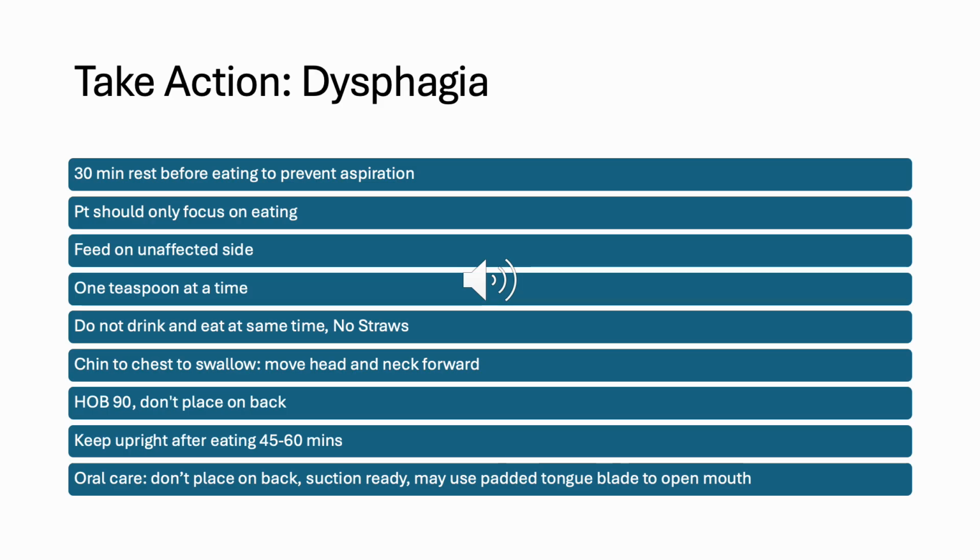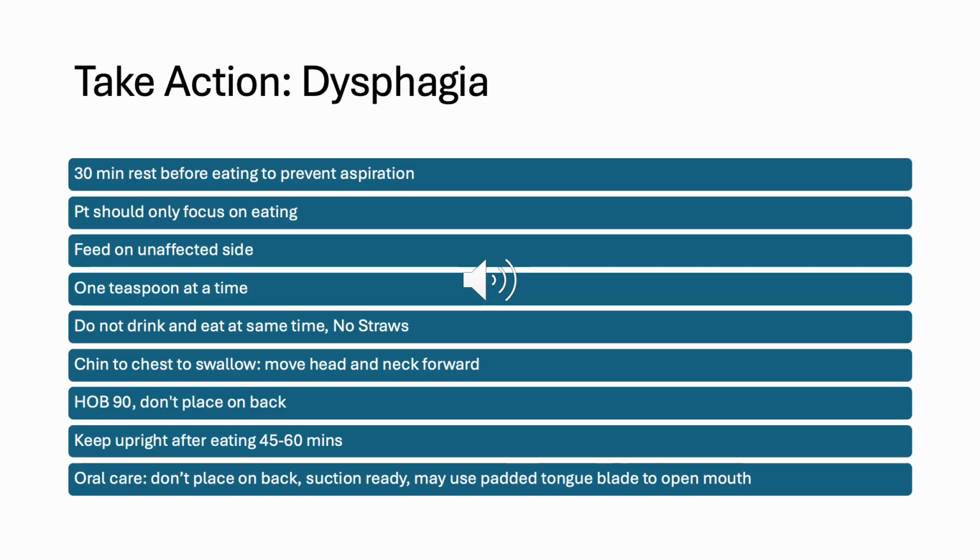You want to encourage them to put their chin to the chest to swallow and move their head and neck forward. Head of bed needs to be 90, so don't feed them supine. 90 is the best position, so fully upright. Keep upright after eating 45 to 60 minutes. If you're going to provide oral care, don't put your patient supine. Put them on their side.